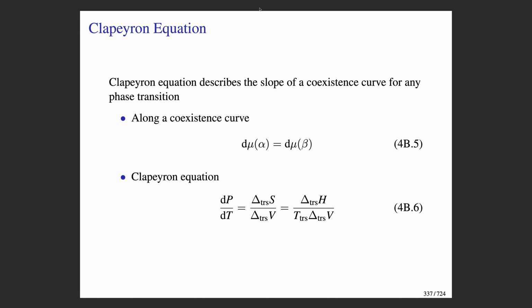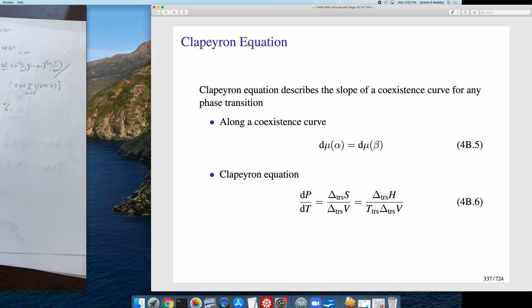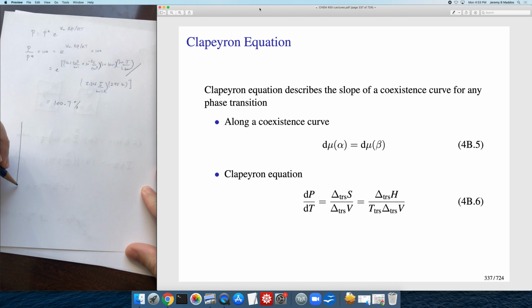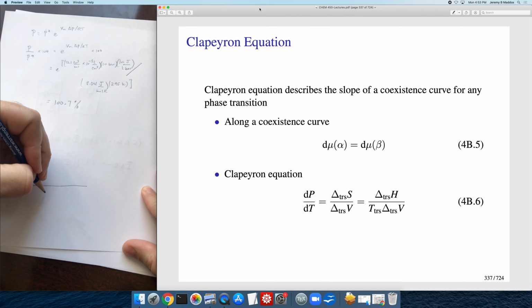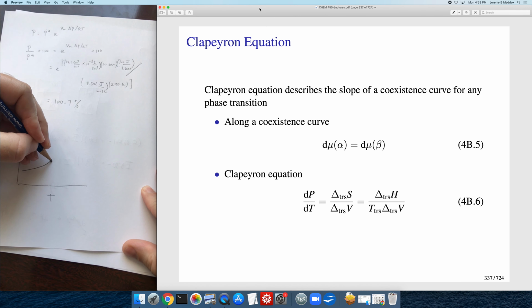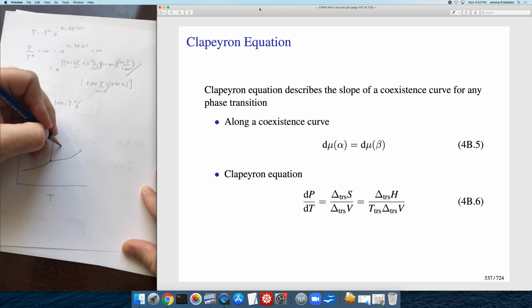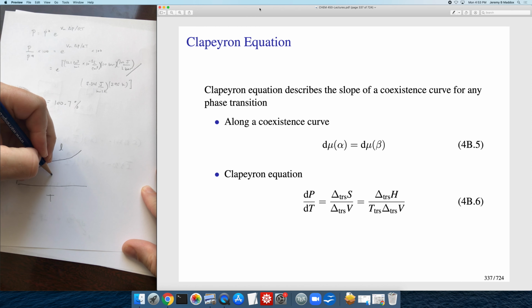The Clapeyron equation is a lot more important. There's a lot more problems dealing with that in the homework, I should suspect. The Clapeyron equation describes the slope of the coexistence curve for any phase transition. And so let me just illustrate, right? We've got our generic phase diagram. Here's its triple point, right? We've got solid, liquid, and gas.